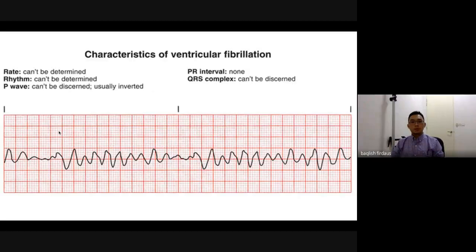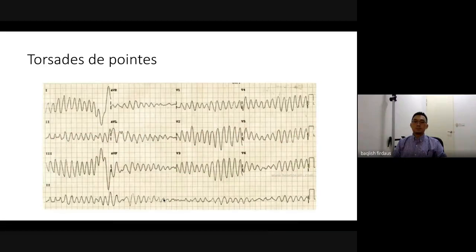And so this one is ventricular fibrillation. I mean the ventricle is just fibrillating. It's not contracting, it's just fibrillating. So usually in ventricular fibrillation, the rate cannot be determined. When you feel the pulse, usually there will be no pulse. You cannot see any wave, there's no PR interval, and there is a bizarre QRS complex. So what do you do when you see an ECG like this? You should shout for help and start CPR.